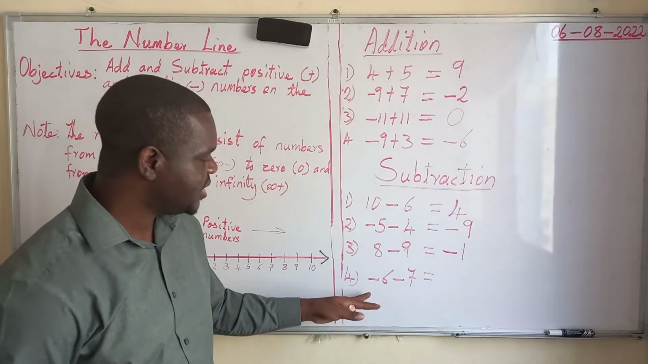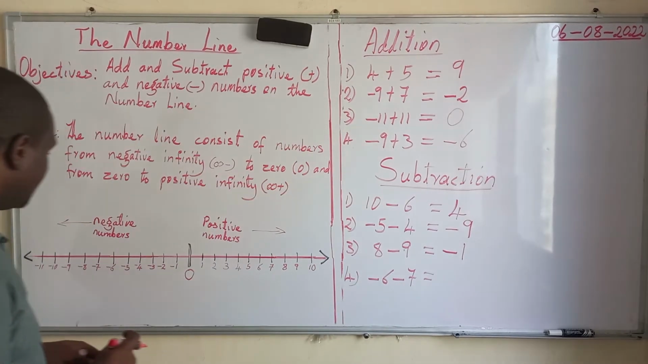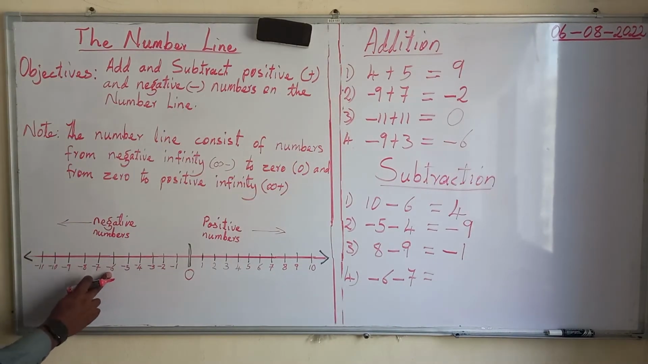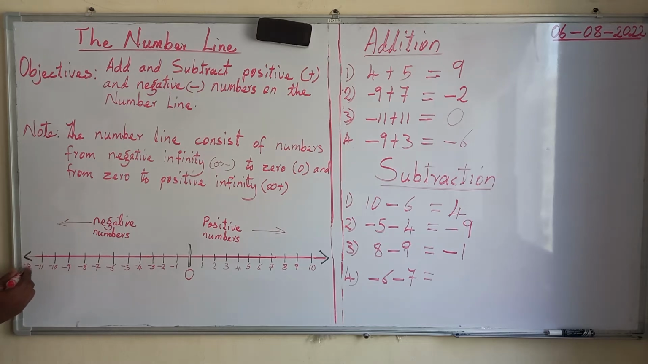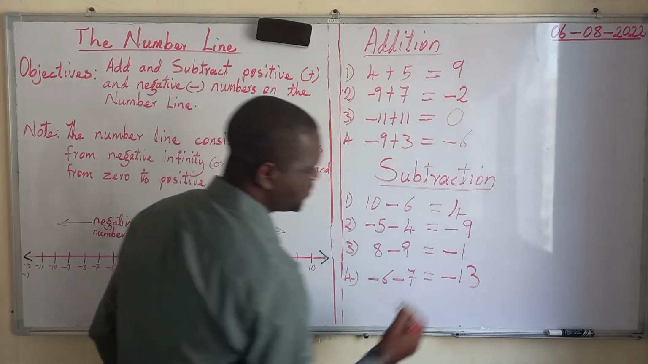Last question here is negative 6 minus 7. Let's go to the number line. This is negative 6 and I count 7 to the left. 1, 2, 3, 4, 5, 6, 7. We have negative 12 and negative 13. Our number line limits us to 11, but equally it continues to infinity. And if you do that correctly, your answer will be negative 13.